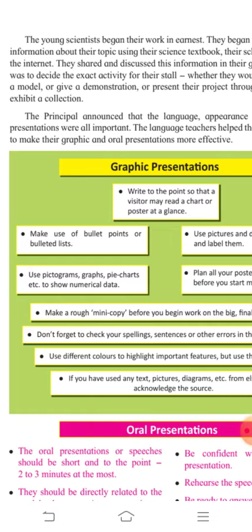So the young scientists, who are the young scientists here? The author wants to say that they are the students, who will be performing certain tasks regarding whatever topics they have chosen. Okay, so the young scientists began their work in earnest. In earnest is a phrase. It means started seriously, seriously and sincerely. So they started their work very seriously and sincerely, all of the young scientists.